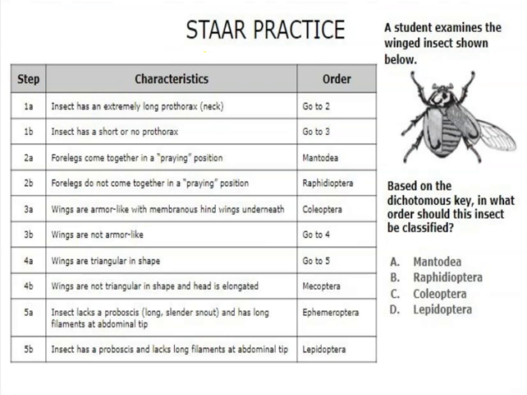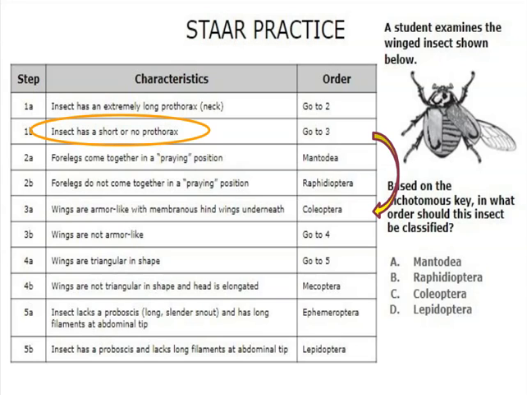All right, the next one was actually a STAR question. It says a student examines the winged insect shown below. Based on the dichotomous key, in what order should this insect be classified? So again, with another order of insects, 1A says insect has an extremely long prothorax, that's the neck. 1B says insect has a short or no prothorax, and I don't see a prothorax on that insect. It's like head, then thorax, and abdomen, that's it. There's not much of a neck there, so we're going with that one. And then it says go to 3.